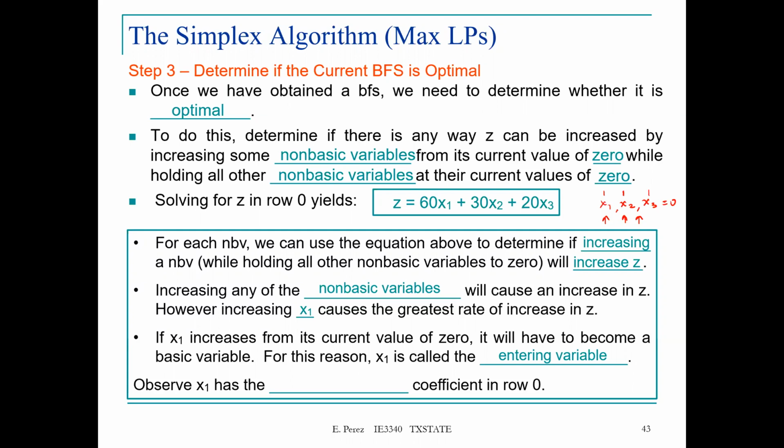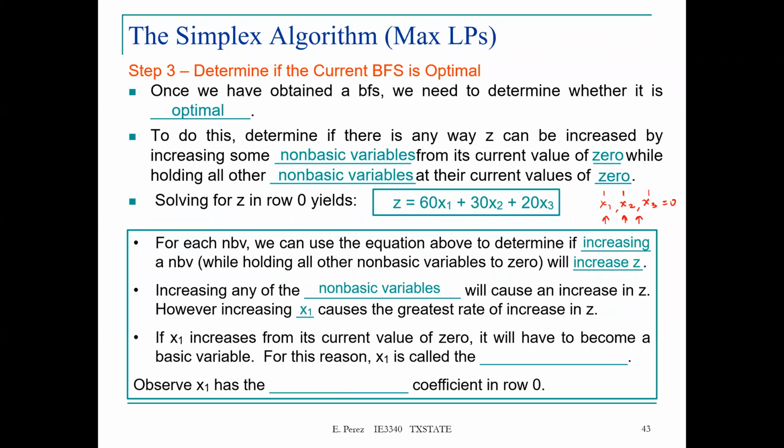So if x1 increases from its current value of 0, it will have to become a basic variable. Right now it's non-basic. We want to make it a basic variable. So for this reason, x1 is called the entering variable. Observe that x1 has the most negative coefficient in row 0.